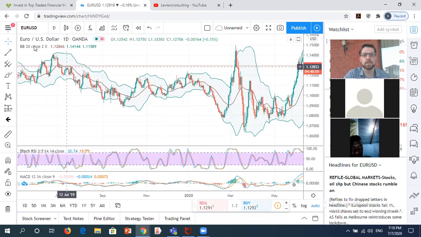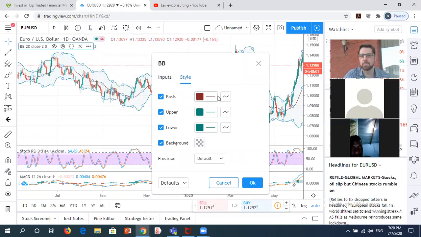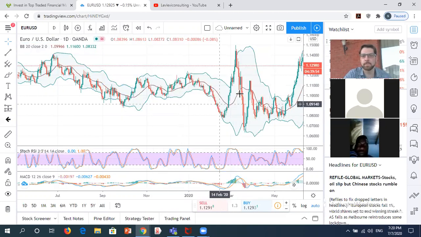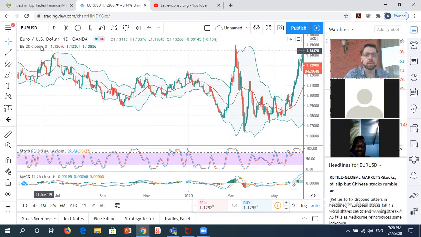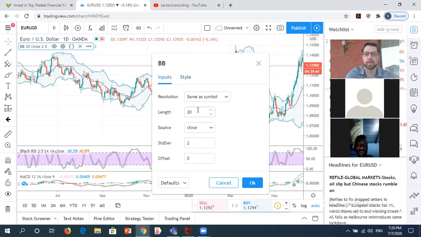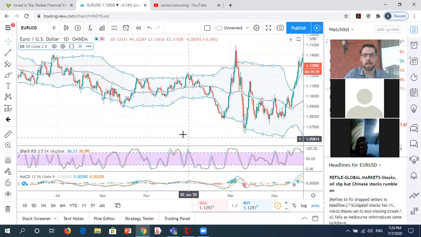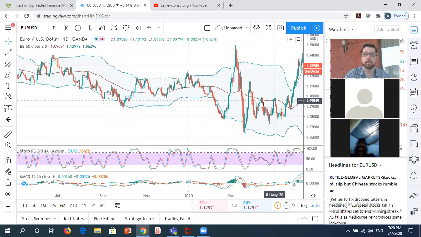These lines you can change yourself as you want. You click on style and you change lines and colors as you wish. So the moving average is in the middle, and we have two upper and lower lines. Also, we can change here the day length of the moving average. In this case, I have 20. Let's change to 50. Now I have the 50-day moving average, which I explained before.